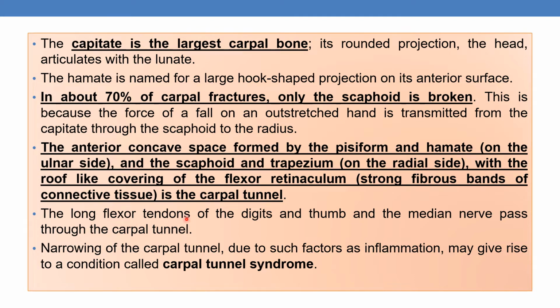The long flexor tendons of the digits and thumb and the median nerve pass through the carpal tunnel. And the narrowing of the carpal tunnel due to such factors as inflammation may give rise to a condition called carpal tunnel syndrome. This is a common condition.